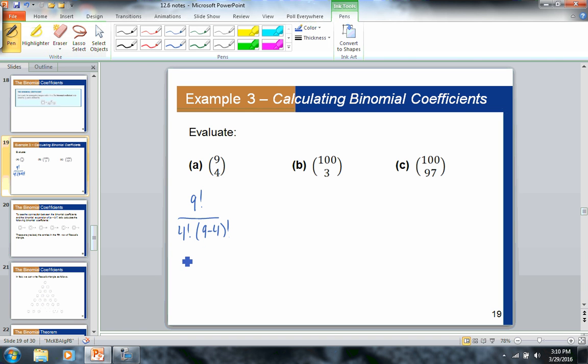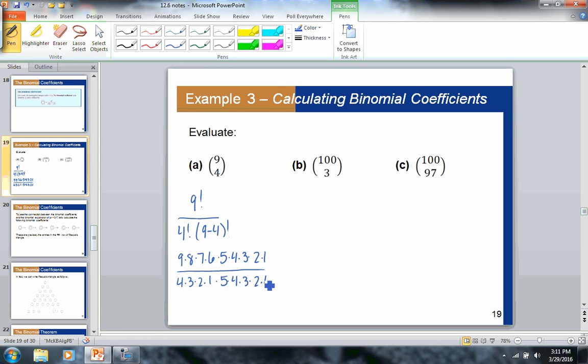Now 9 factorial, I'm going to write this all out for the first time just so you can see what it really means and what's really going on here. But this can be a little tedious if you have really big numbers. So we have 9, 8, 7, 6, 5, 4, 3, 2, 1. So that's what 9 factorial means. 4 factorial is going to be 4 times 3 times 2 times 1. And then 9 minus 4 is 5, so then I'm going to have 5 times 4 times 3 times 2 times 1, because I'll have 5 factorial.